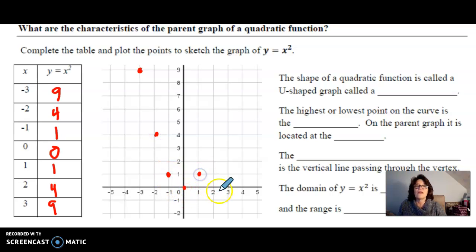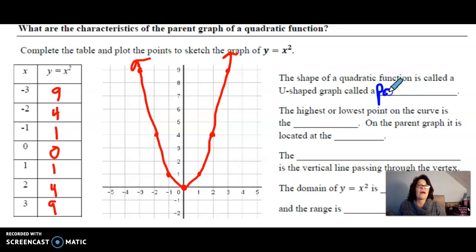Oh, look at this. On the other side of the vertex, we have the exact same y coordinates. Okay, parabolas, guys, are symmetric. They have the same y coordinates to the left of the vertex as they do to the right. This U shape is called a parabola.